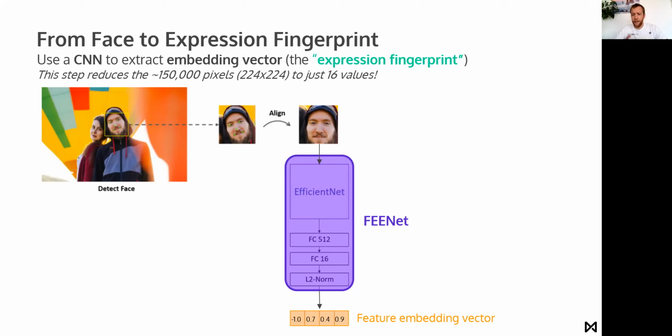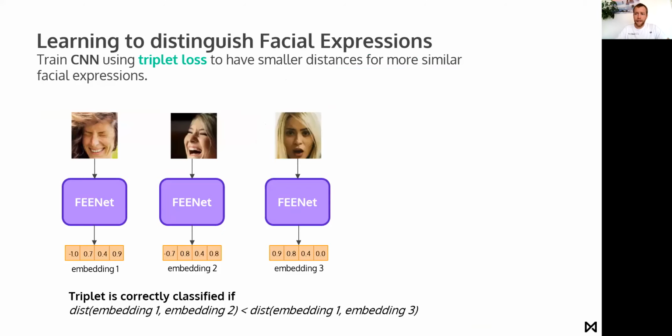And if you just take this model initially, it has random weights. So there's millions of parameters in there, and they're randomly initialized, and it has no idea what a facial expression is. So this feature embedding vector will just be random numbers. But what we can do now is we can take these triplets of images that I showed before and feed them into a training of the facial expression network.